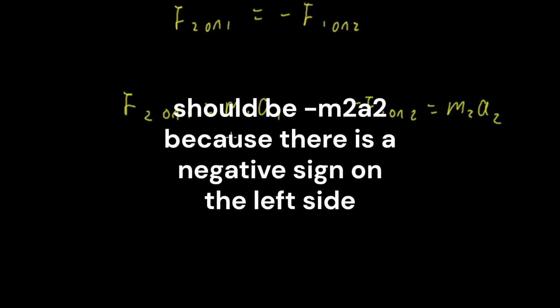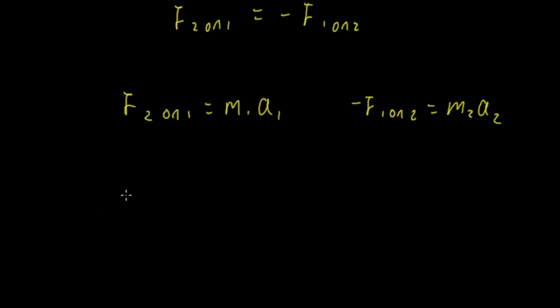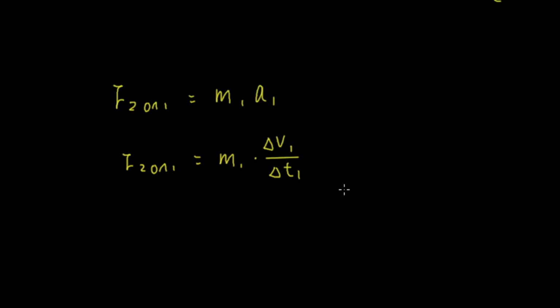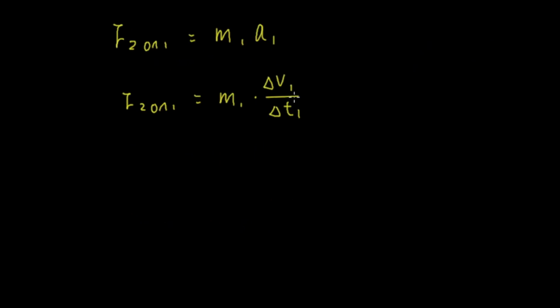Now, let's talk about this one first, okay? So we start with this one. Force of 2 on 1 is equal to mass 1 times acceleration 1. And we know that acceleration 1 is change in velocity over change in time, right? So that is equal to mass 1 times change in velocity 1 over change in time 1, which is what we just did, right? Okay, we have to write this in calculus this time. So that is equal to mass 1 times dv1 over dt1.